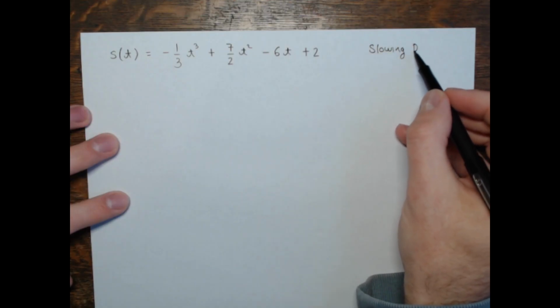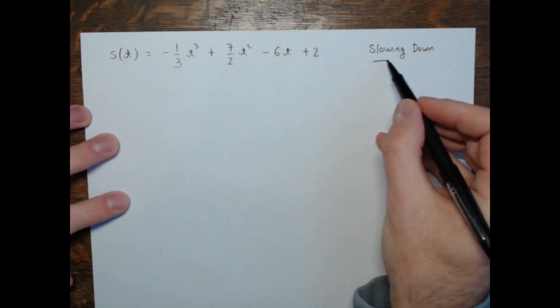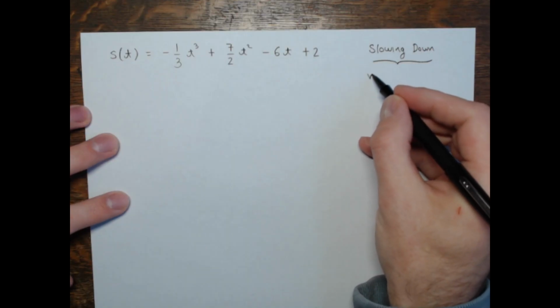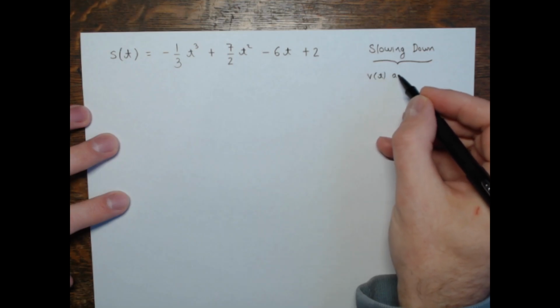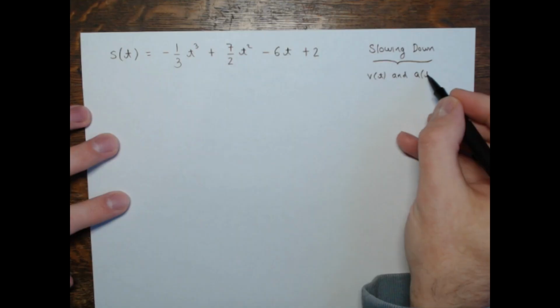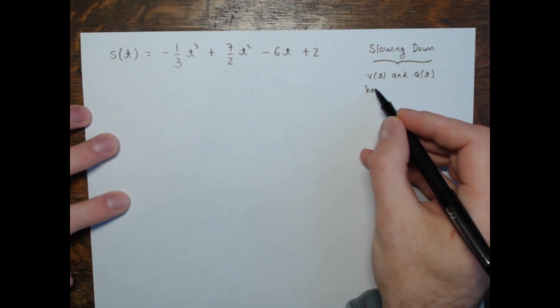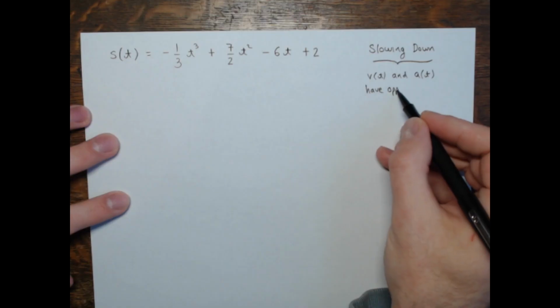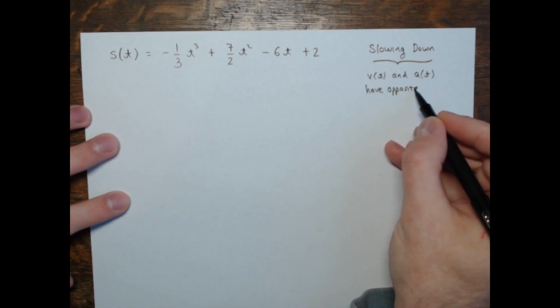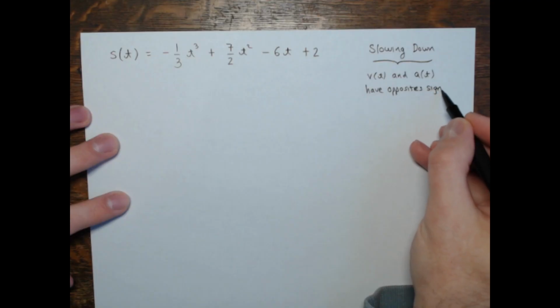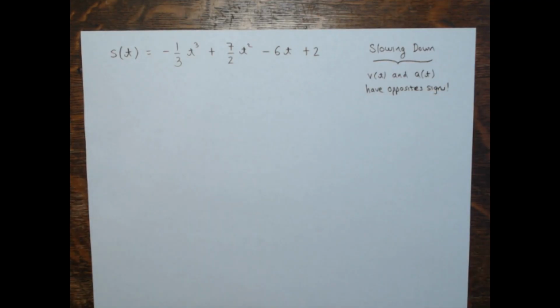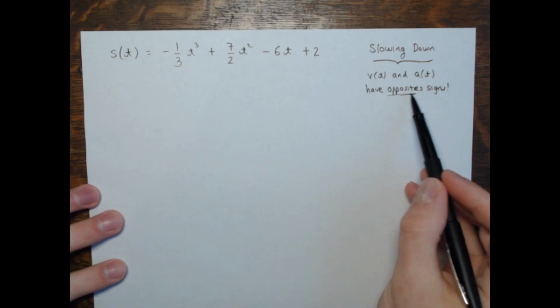I've mentioned this way back in the beginning of the video, right? Slowing down means velocity and acceleration have opposite signs, right? It's like you're going against the wind or against the current. You're moving one way, but the push is the other way. So one's positive, one's negative. Opposite signs.